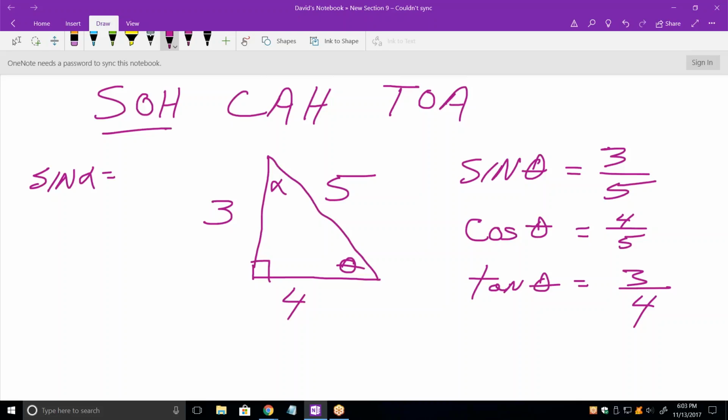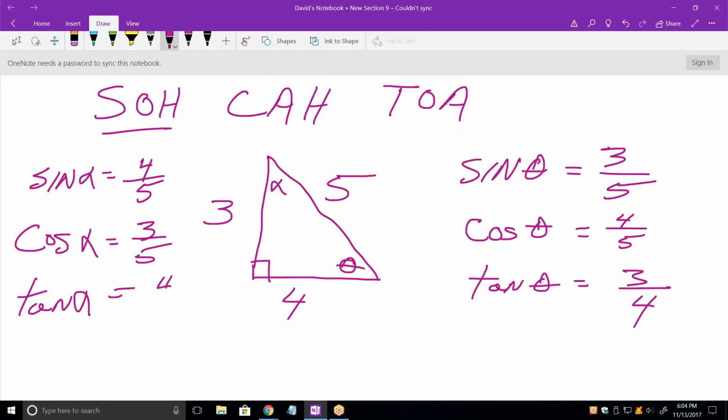So do I just use the sine, cosine, and tangent? You still use SOHCAHTOA. Everything with trig begins with SOHCAHTOA. Okay, so it would be 4/5. And what's the cosine of alpha? 3/5. And the tangent of alpha? 4/5. No, sorry, 4/3. Okay.